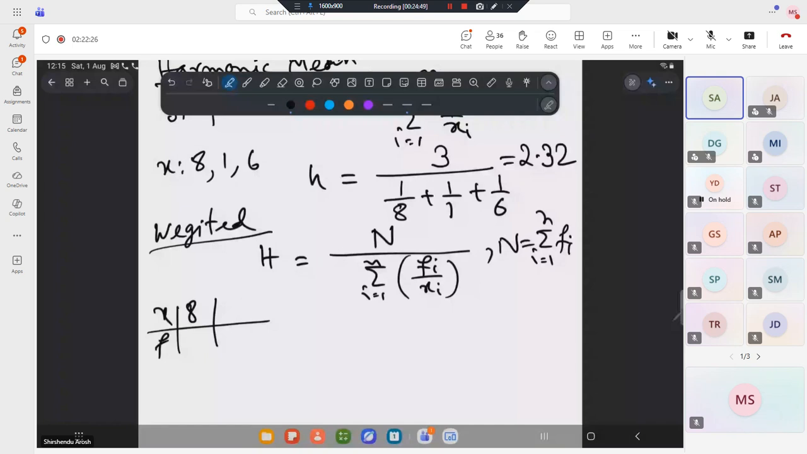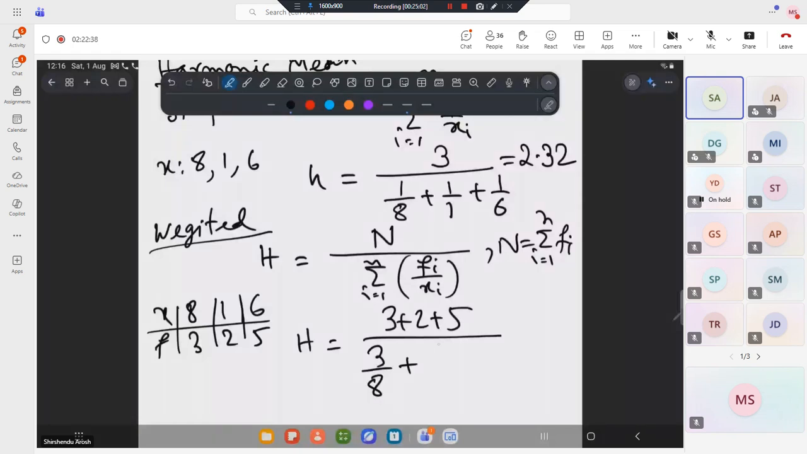Alright, so if I find the values, 3 plus 2 plus 5, we got f_i by x_i as 3 by 8, 2 by 1, and 5 by 6. Just make sure you are writing f_i by x_i, not x_i by f_i. If you solve this, it comes to 3.12.